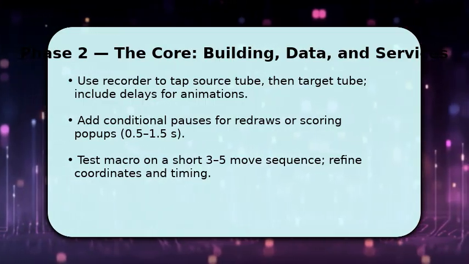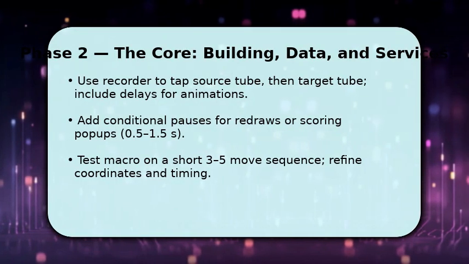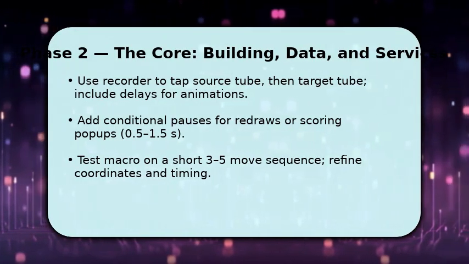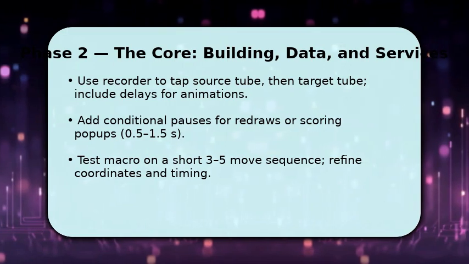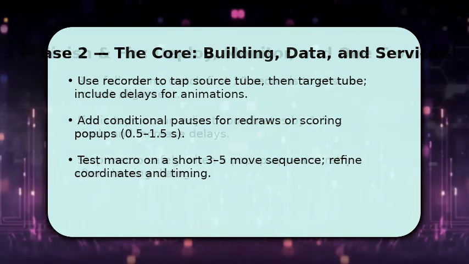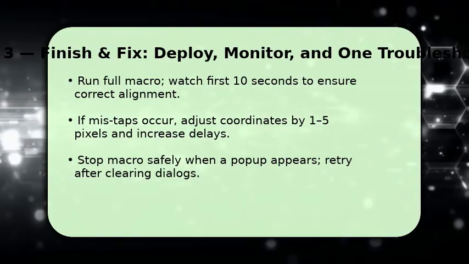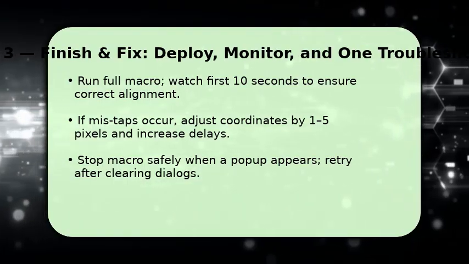Once recorded, run the macro for 3 to 5 moves to confirm accuracy. Tweak coordinates and timing if a ball misses or a misstep occurs, and save iterations. Execute the full macro but monitor the first 10 seconds so you can stop it if alignment drifts.